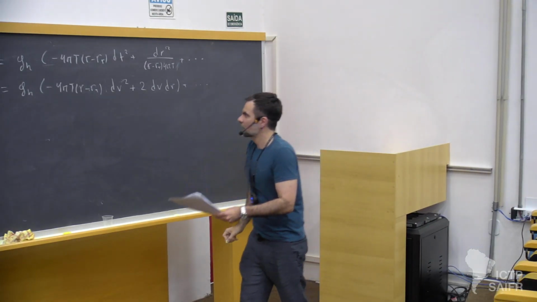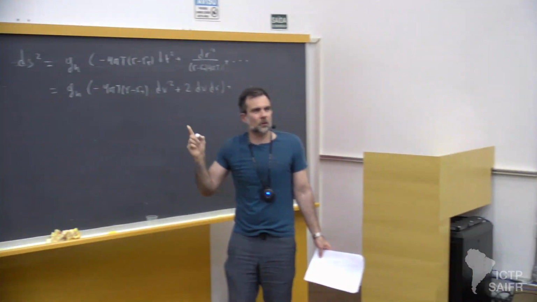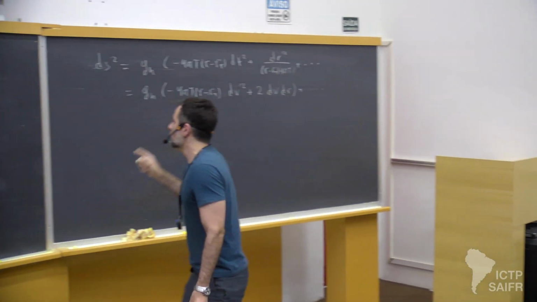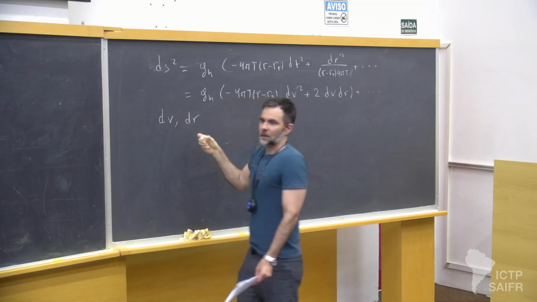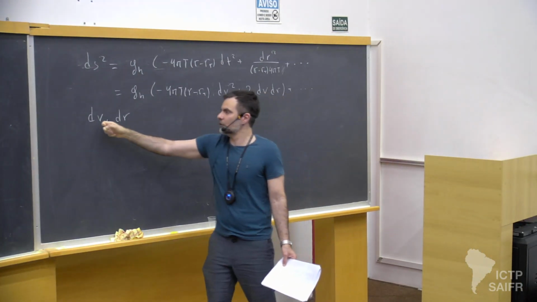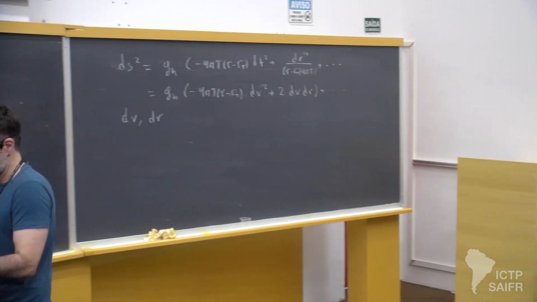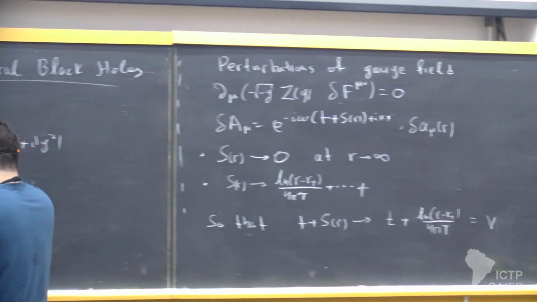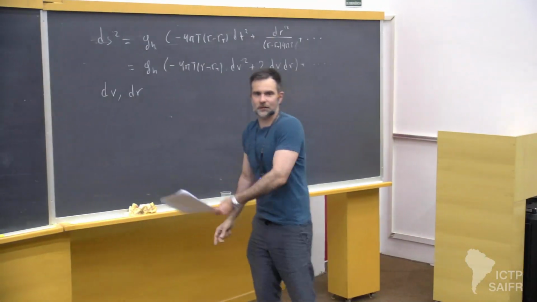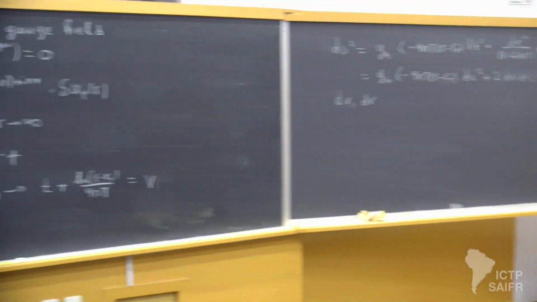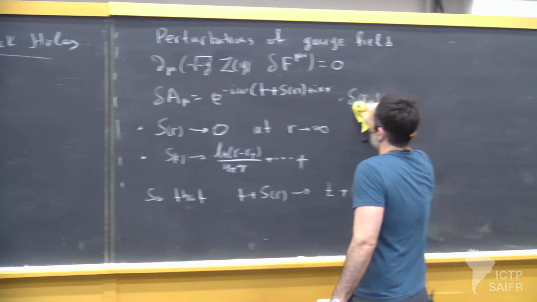Okay? Now what I want to tell you is that dt is not a good one form on the horizon from the relativistic point of view. What is well defined on the horizon is dv and dr. Right? So exactly on the horizon, these one forms are very well behaved. Okay, so after this propaganda about dv and dr, let me see what the gauge field should be doing close to the horizon. I mean this one form.